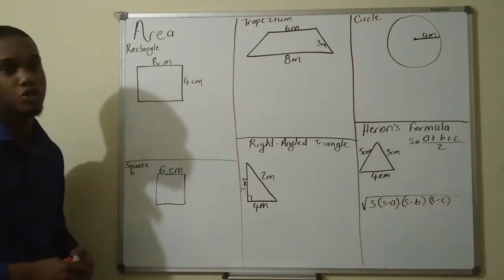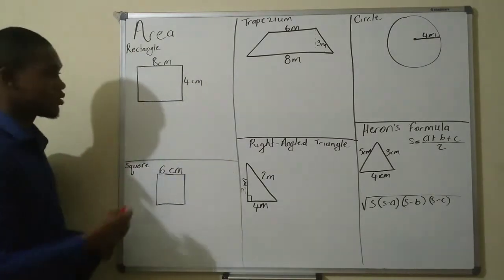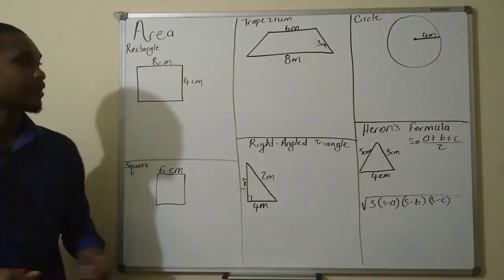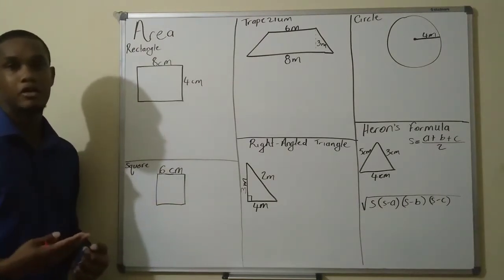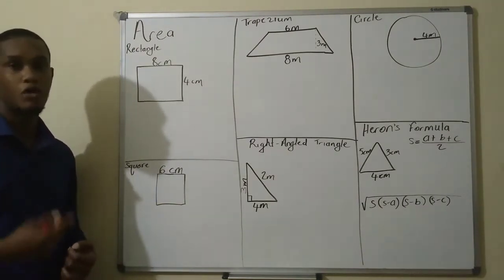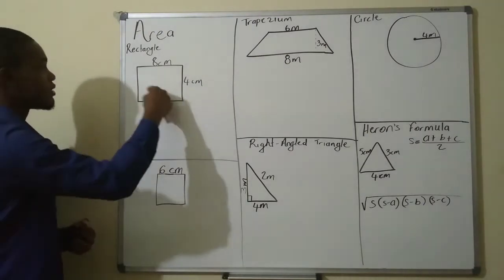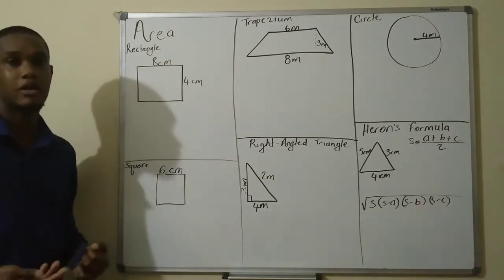Today we are going to be focusing on area. So here I have a few shapes: the rectangle, the square, trapezium, right angle triangle, circle, and another triangle that's not right angled. When you're doing area, it's referring to the amount of space within a shape. So how much space is within this shape? That's basically what area is about.